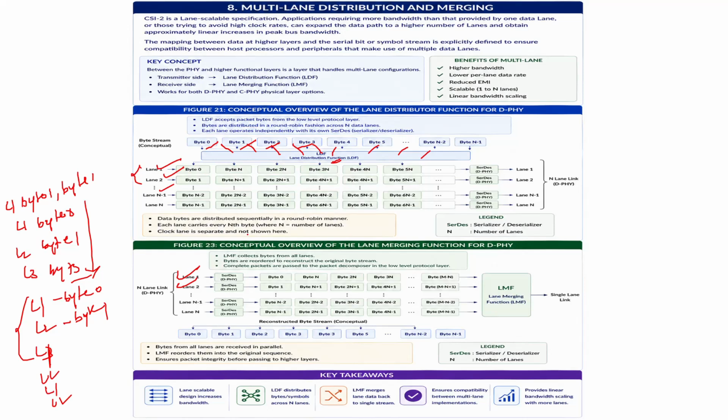After that, what is the LMF doing here? The lane merging function is used to combine that, because who is reaching first, I don't know. Suppose there is one water pipe, and then four tanks. All these four tanks are filling. Who is filling first? The one sitting first will fill first, after that the second one, after that the third one, after that the fourth one.